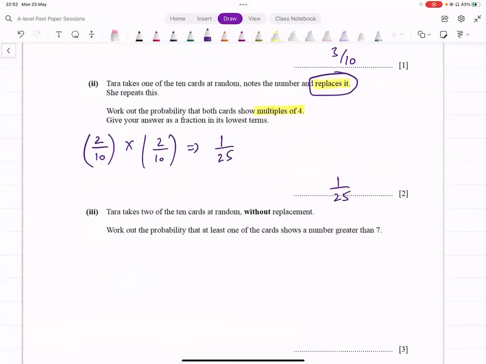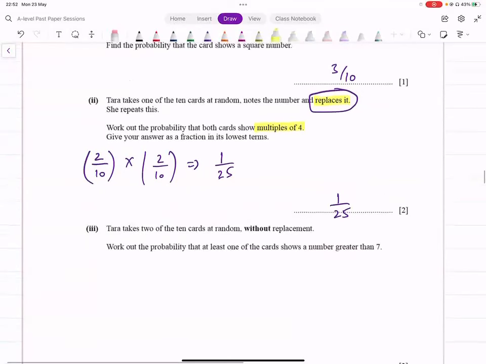Now it says Tara takes 2 of the 10 cards at random without replacement. So now she is not replacing the cards. Work out the probability that at least one of the cards shows a number that is greater than 7. अच्छा, greater than 7 numbers कितने आपके पास आ रहे हैं? You've got 8, 9, 10. ये 3 numbers possible हैं. तो greater than 7 की probability आपके पास 3 over 10 है यहाँ पे. Right? So keep that in mind. It says at least one of the cards shows a number greater than 7. इसका मतलब क्या होएगा? ये भी हो सकता है कि एक कार्ड 7 से बड़ा है, ये भी हो सकता है कि दोनों कार्ड 7 से बड़े हैं. दोनों possibilities हो सकती हैं.